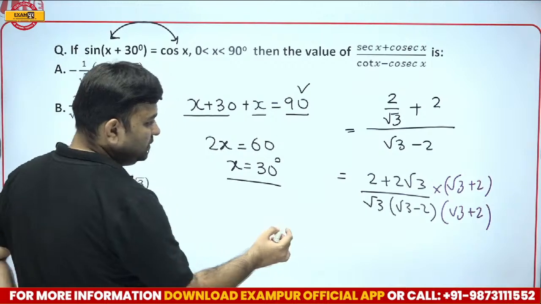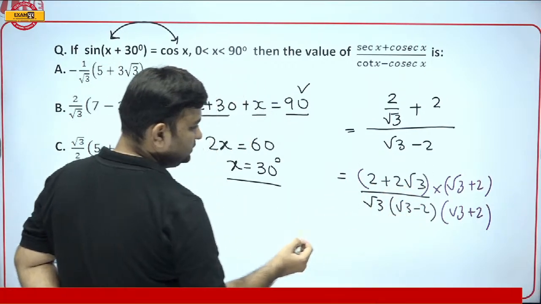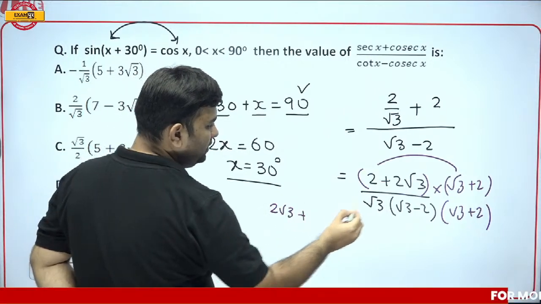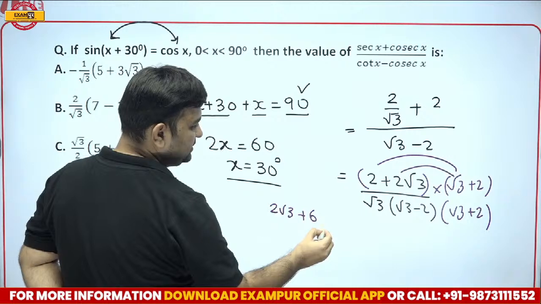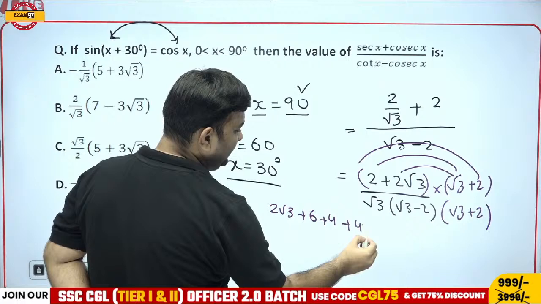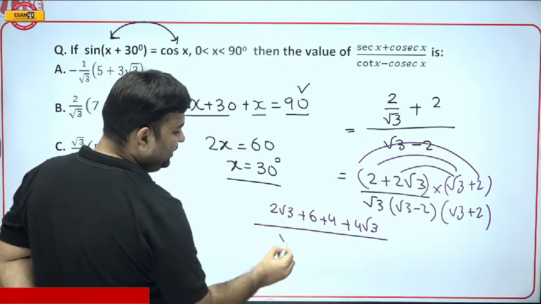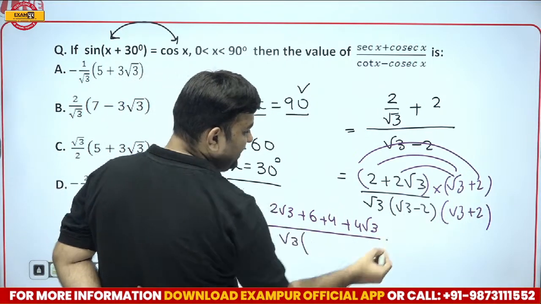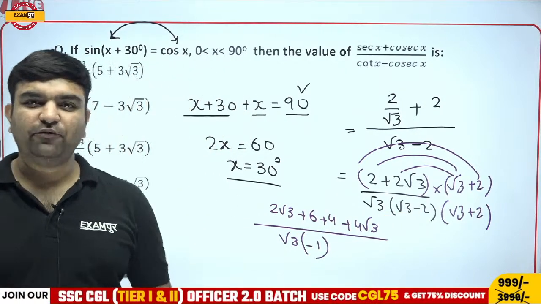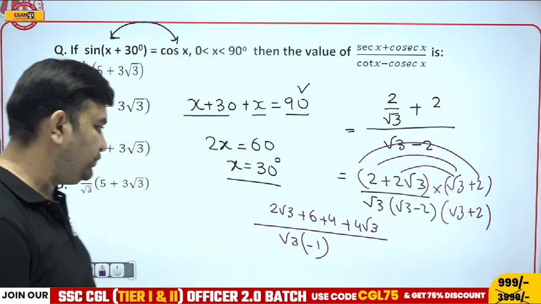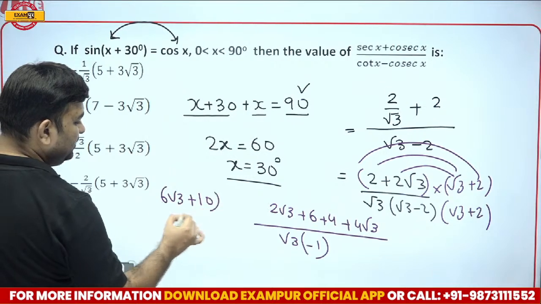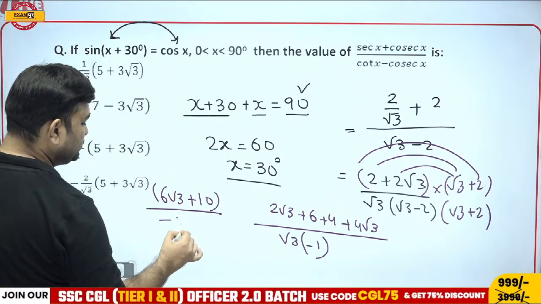So, 2 root 3 plus 2 3 just 6, plus 4, plus 4 root 3, divided by root 3. 3 minus 2, 3 minus 4, minus 1. 3 minus 4 minus 1, guys. 3 minus 4 minus 1. 6 root 3 plus 10, divided by minus root 3.